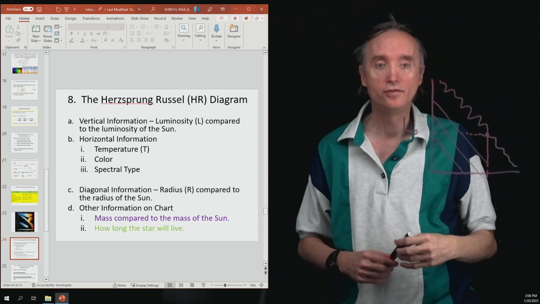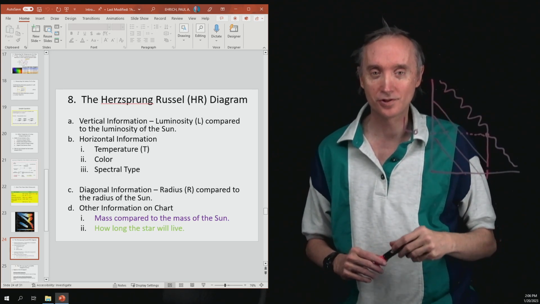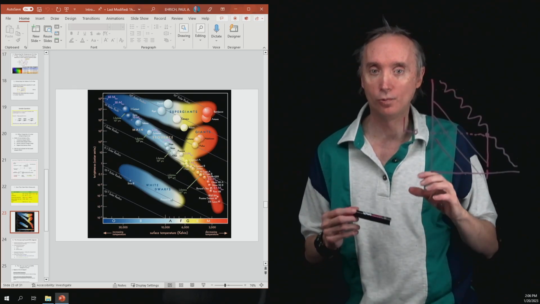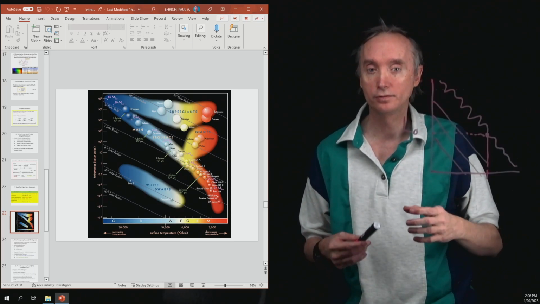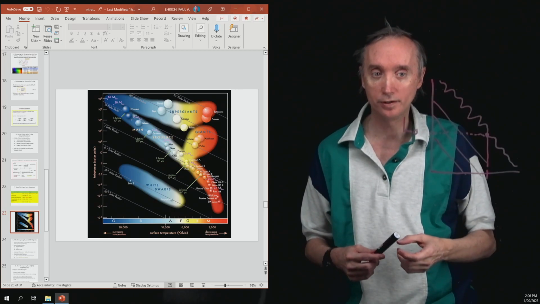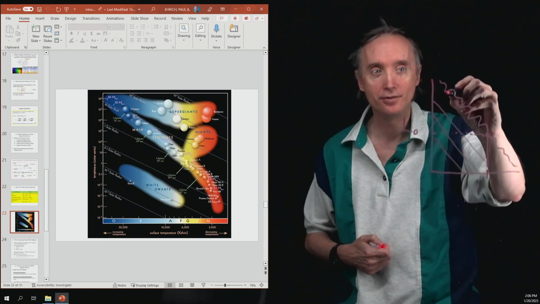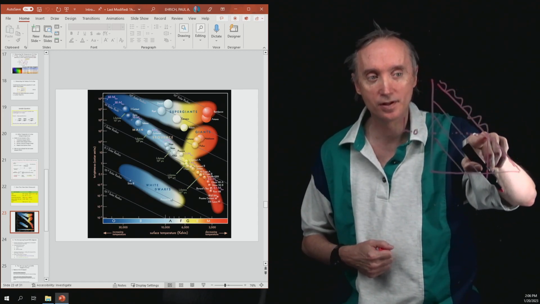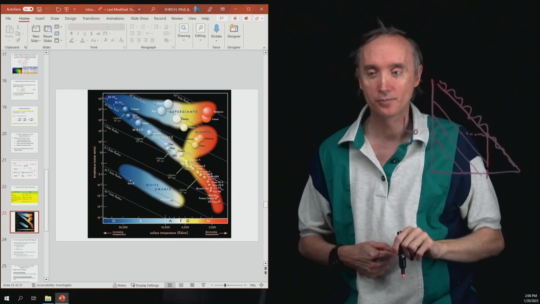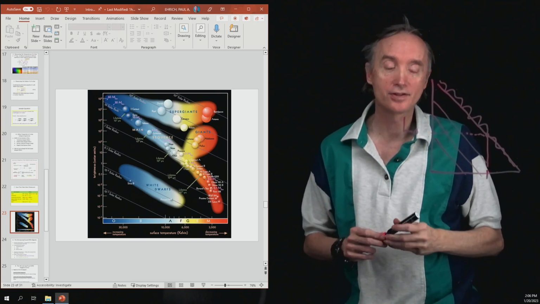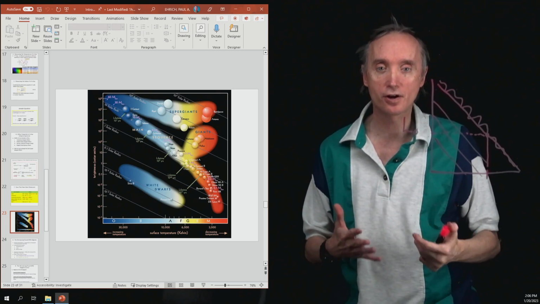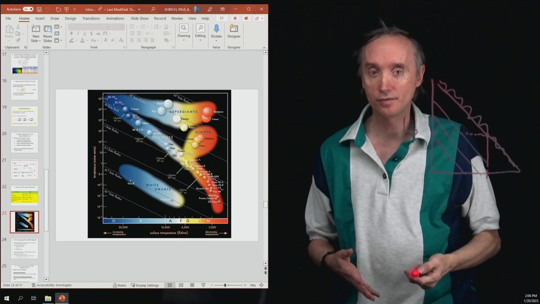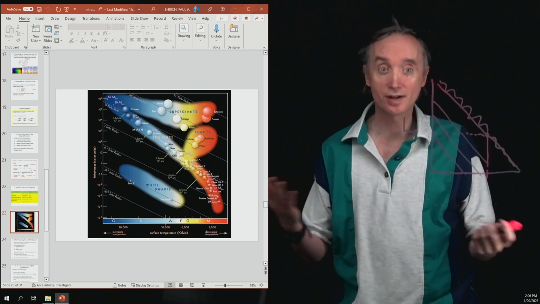So find on this picture where you've got one solar radius, a radius of 1. You might notice that it goes right through the sun there. And again, that just tells you that the chart is correct, because it's telling you that the size of our sun is 1 times the size of our sun.